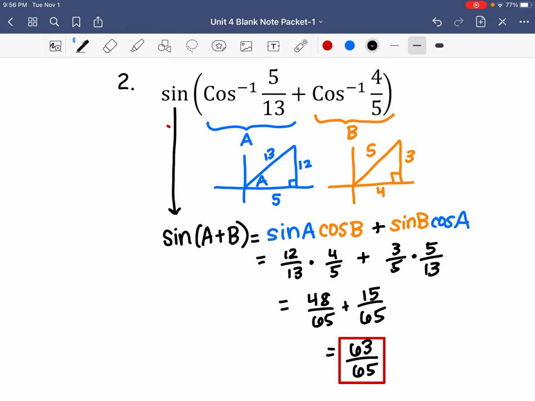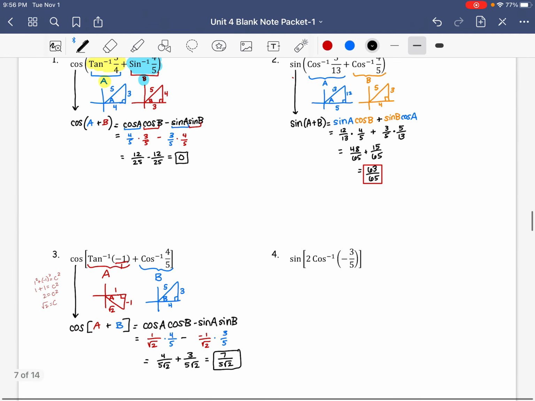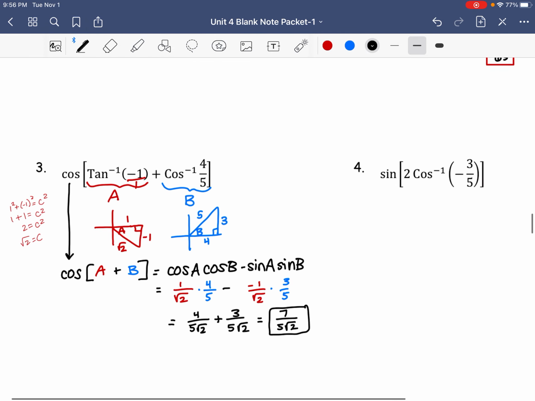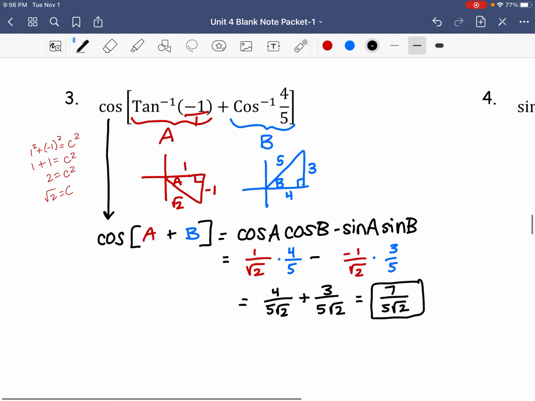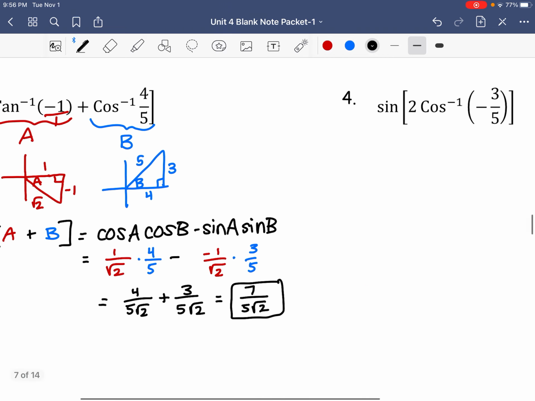Okay, problem 2, I got 63 over 65. Go ahead and try number 3. It's a little bit harder, but see if you can draw it. Try number 3. Unpause when you are finished. Okay, problem 3, I got 7 over 5 root 2. If you did not get that, please look carefully at my triangles and carefully at my work to see where I'm getting this 7 over 5 root 2.